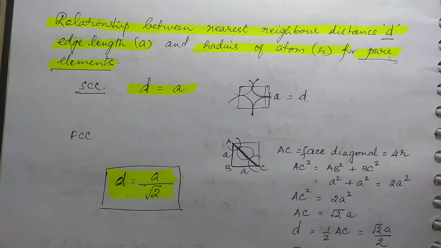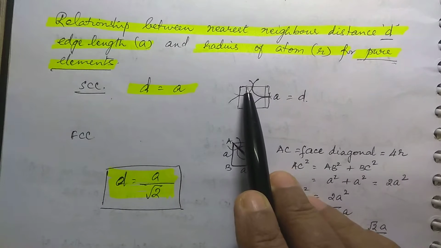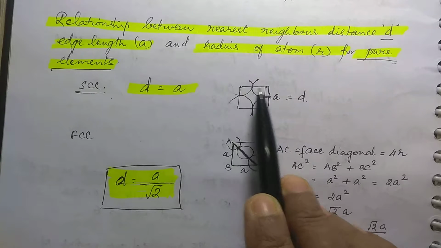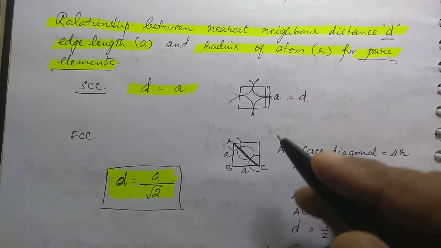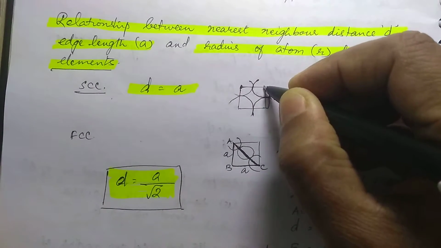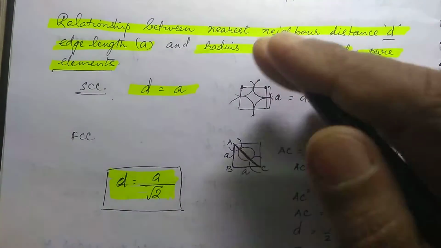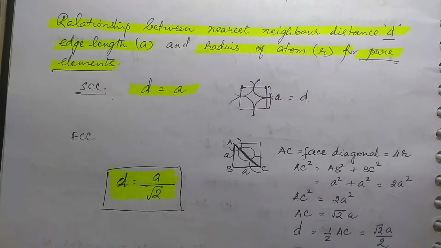Nearest neighbor distance का मतलब क्या है? Say for example, here I have taken SCC. Now these two atoms are touching each other, is it not? So the distance between the two, that is distance between the two कैसे calculate करोगे? Center of one atom to the center of another atom, the nearest, the closest, which is in touch with each other. So that is called nearest neighbor distance.